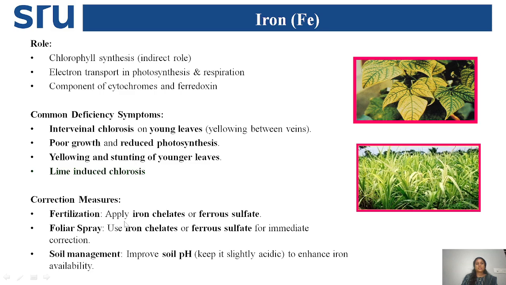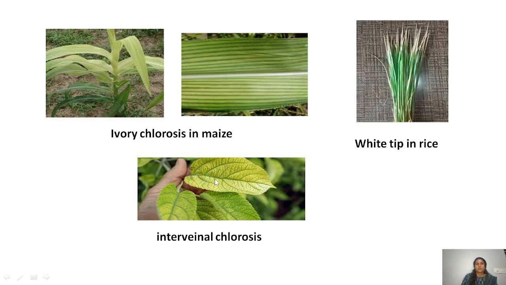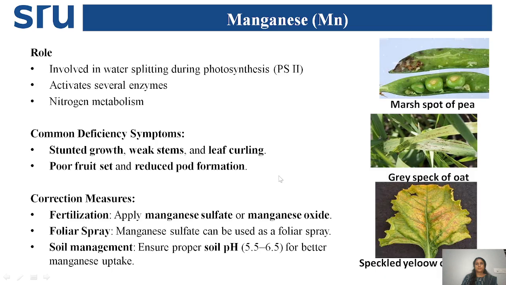As correction measures, iron chelates and ferrous sulfate are used. Chelates help to absorb the immobile nutrients, so iron chelate is the specific way to correct iron deficiency. These are the specific iron deficiency symptoms: ivory chlorosis in maize, interveinal chlorosis in almost all plants, and white tip in rice.